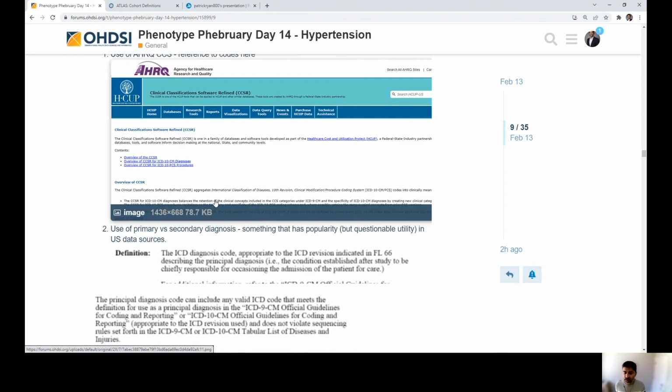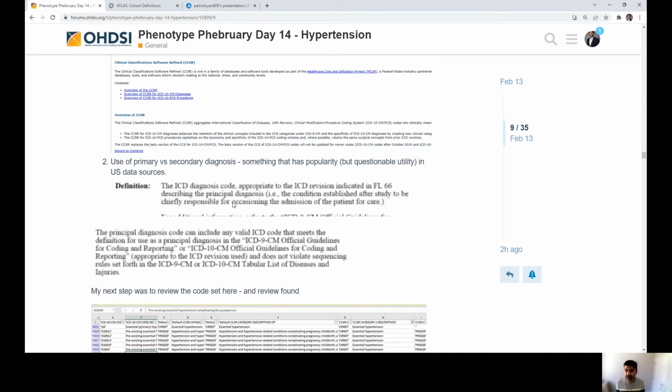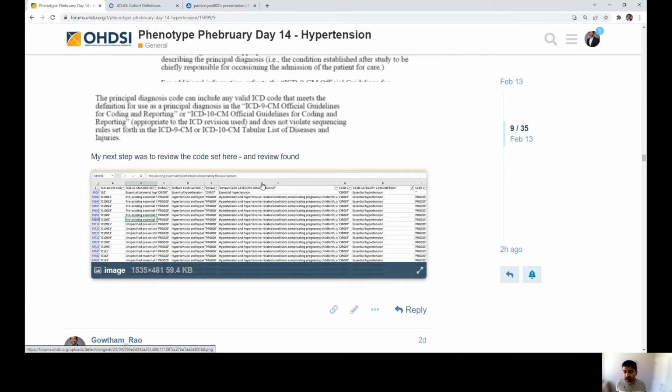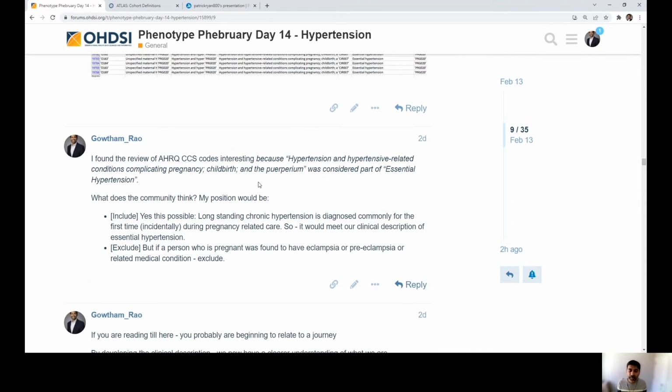Many have referenced the AHRQ CCS code, so I'll review those. There was the use of primary versus secondary diagnosis. And I also made a list of all the codes that were used by various previous work. One of the insights there was the pregnancy-related codes. I found that there were codes that were classified as hypertension or hypertension-related conditions that complicated pregnancy, childbirth, and puerperium to be included.